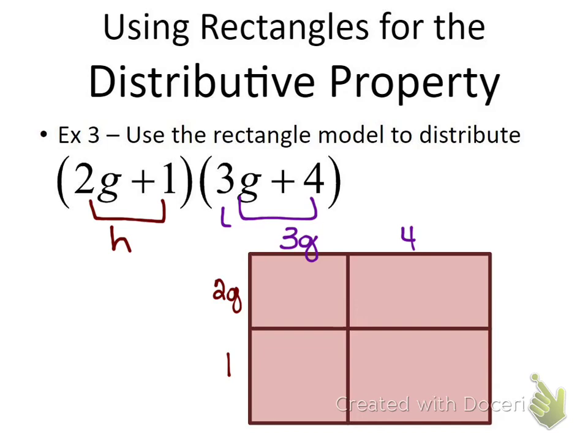Now, last semester, did you guys learn how to multiply this together? Yeah, we know how to distribute this. It ended up being a lot of work, didn't it? Because we had to take the 2G times the 3G, then the 2G times the 4, then the 1 times the 3G, and then the 1 times the 4, and then combine like terms. That's kind of what we're doing, but we're just using an area model to give us more of a visual to break it down. So what I'm going to have to do is find the area of each individual rectangle and then find the total area. So basically, I'm multiplying these two binomials together using an area model.